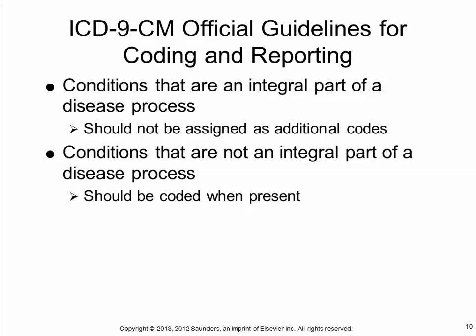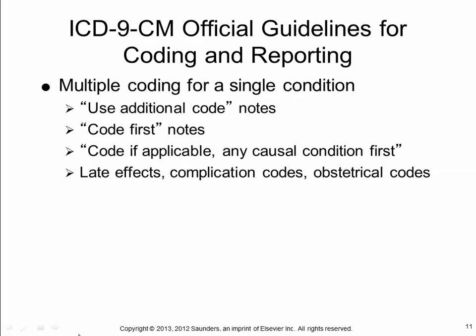If you have a condition that's not integral to part of a disease process that's there, so let's say maybe you have a fever and a broken arm that you just broke. Well, fever isn't necessarily part of a broken arm, so you might be coding that fever in addition to the broken arm, okay? You always have to check to make sure. Multiple coding for a single condition.